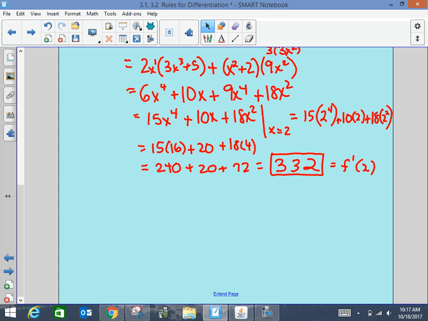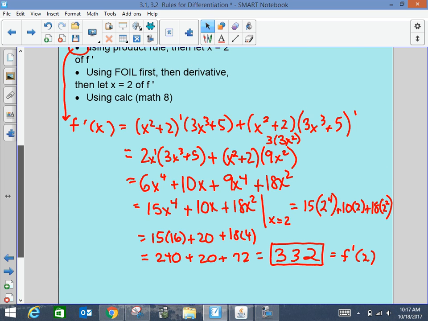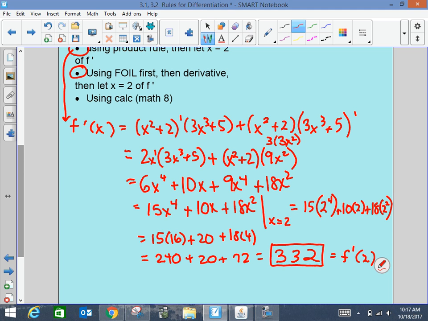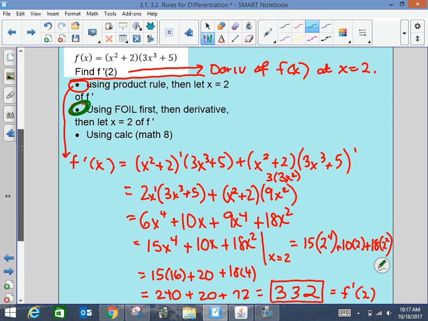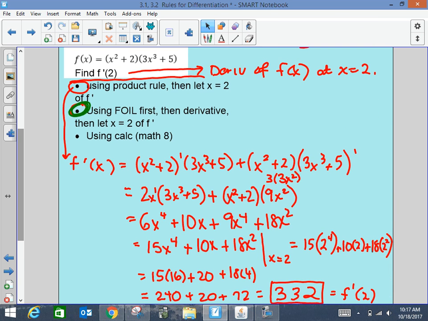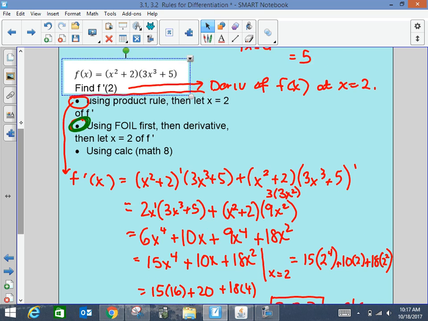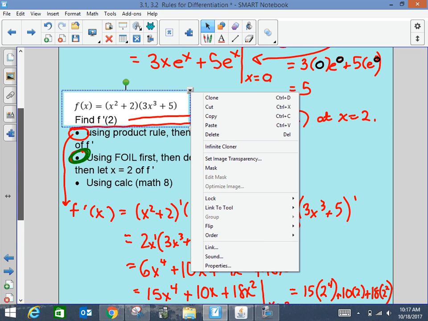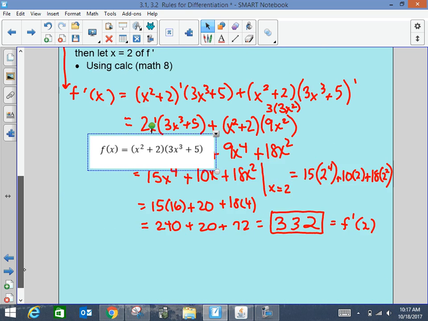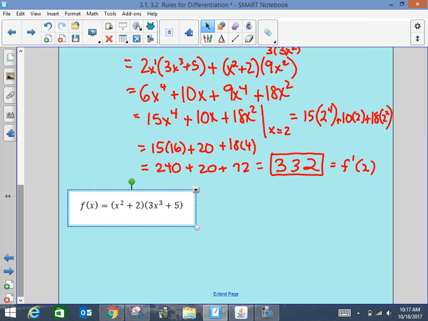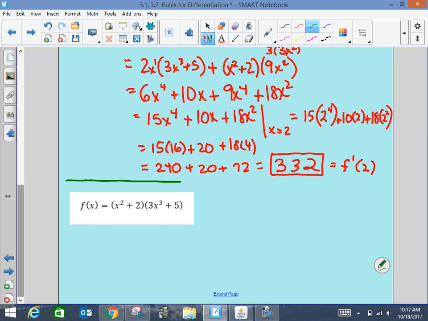Are there any questions on that first dot? So now to the second dot. Good? All right. We're going to do this using FOIL first. So f of x, I'm just doing a different method. Alone and pull it down here. So this is my second dot.